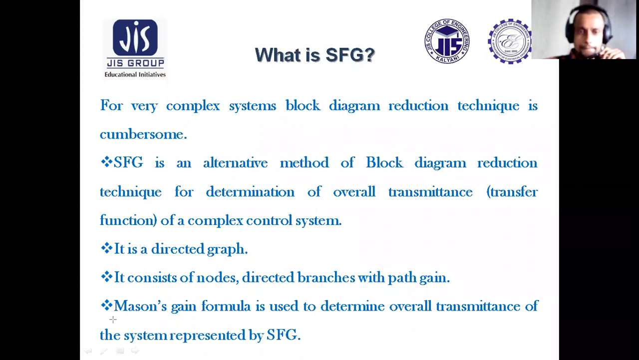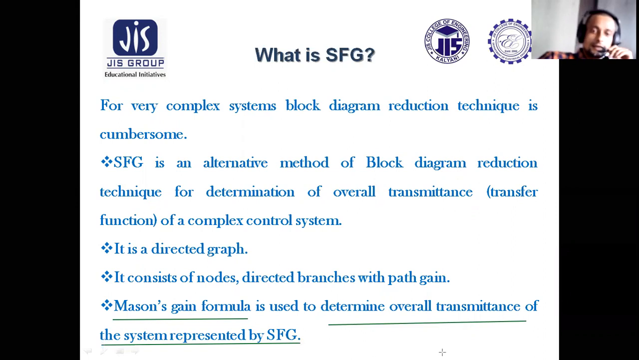Next point is Mason's gain formula is used to determine overall transmittance of a system represented by SFG. That means a formula named as Mason's gain formula. It's a very effective formula which is being used to determine overall transmittance from signal flow graph. So if signal flow graph is given to us and we are asked to obtain overall transmittance, we must apply Mason's gain formula in order to get the overall transmittance.